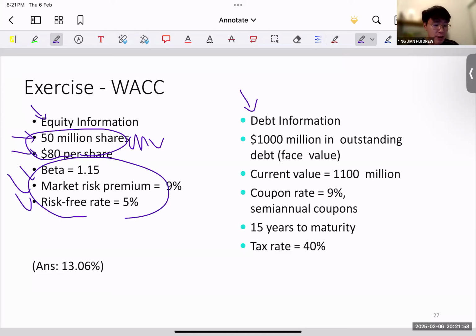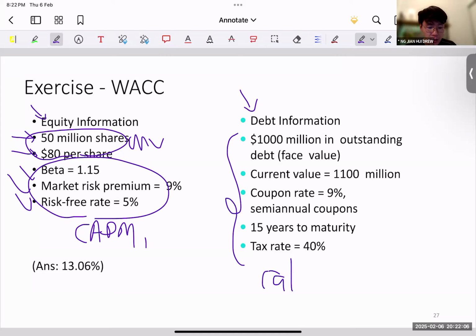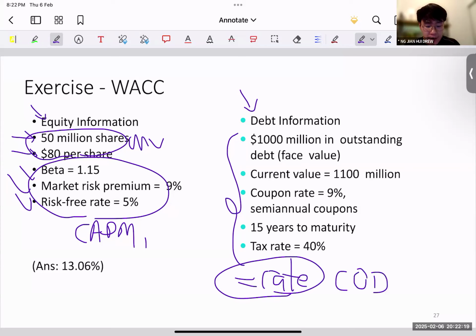So with this one, you can use your CAPM. With this data here, you can use the RATE function in Excel, equals RATE, to determine the cost of debt. Okay, question. Sorry, you use the rate function to determine your cost of debt. Now I have a question here. What is the market value of debt in this question here?